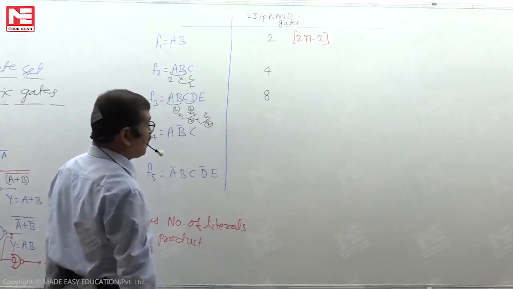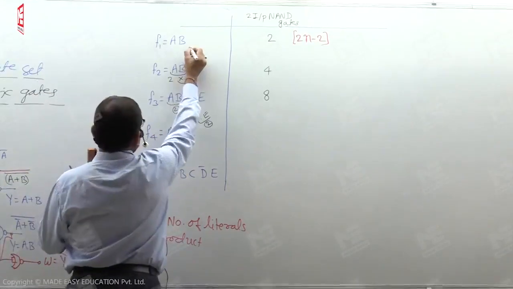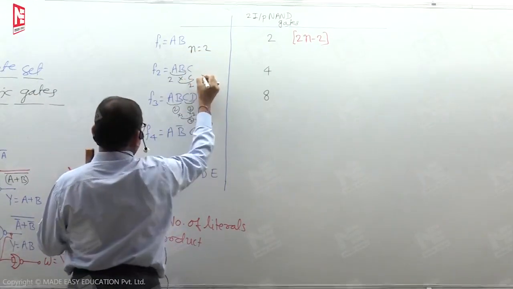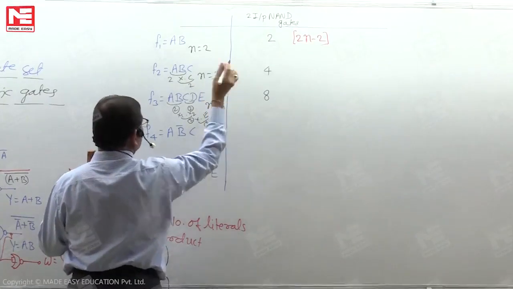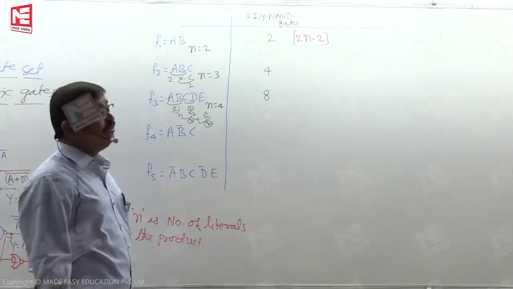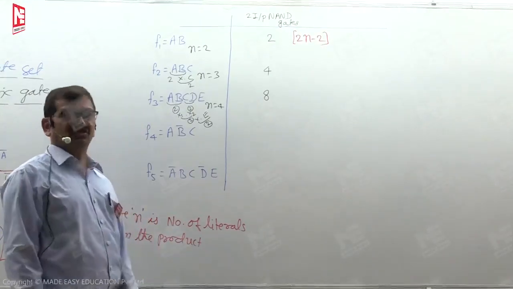Number of literals in the product. If you look here, n is 2. Here n is 3, here n is 4. So substituting these values, and if you check the numericals we mentioned, they come as the answers.